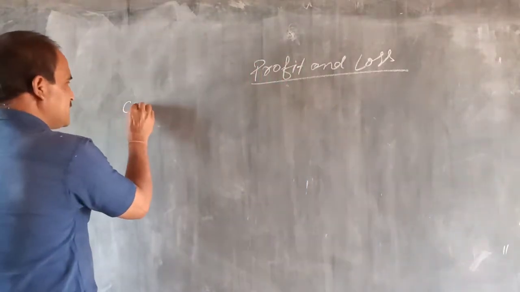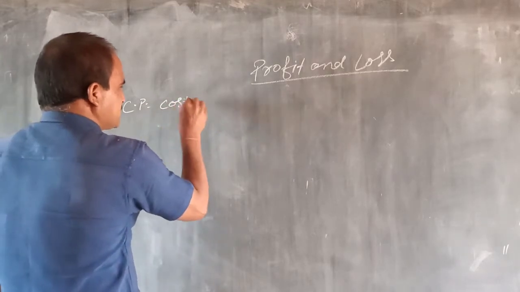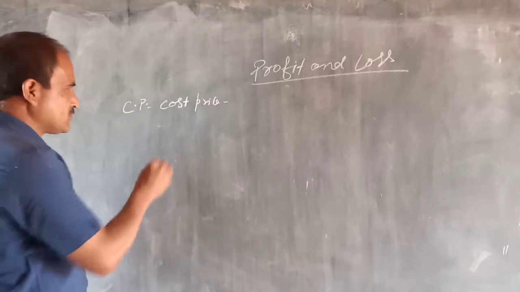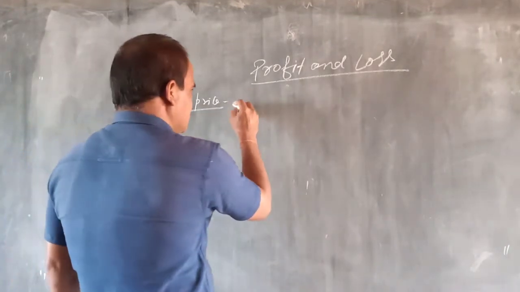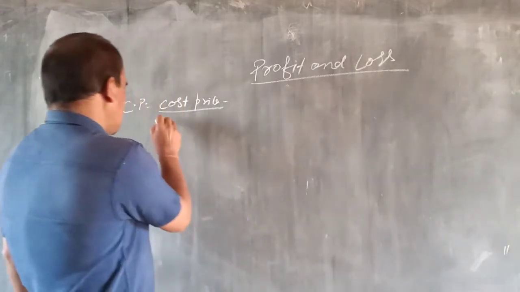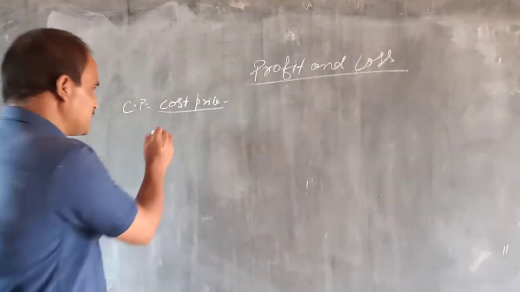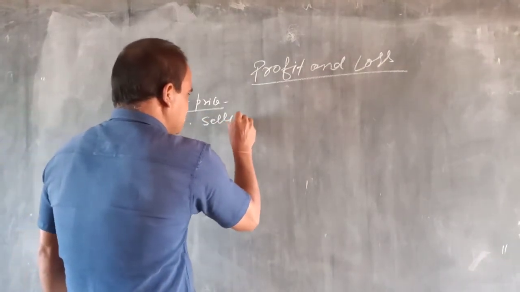First one is called CP, which means cost price. Cost price means the price at which you buy an article, and the price at which you sell your goods is known as selling price, or SP.